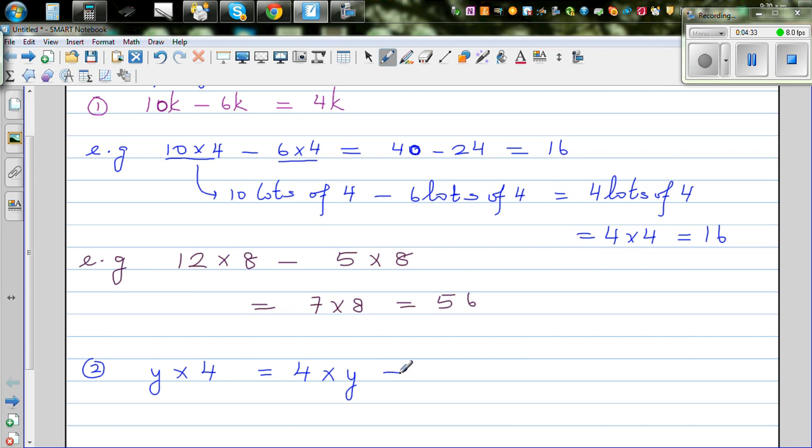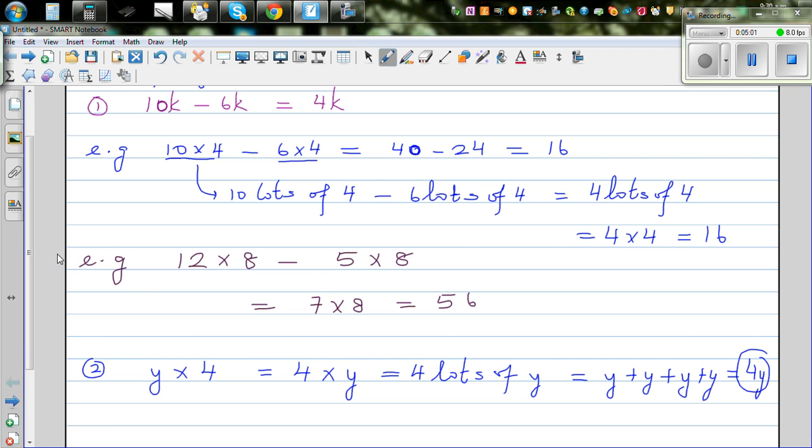Okay, this means, and if you want to put this in words, 4 times y is 4 lots of y. I'm trying to explain the algebra. So this is 4 lots of y. 4 times y is 4 lots of y, you can say y plus y plus y plus y, which is 4y. In algebra, you write 4 lots of y like this.